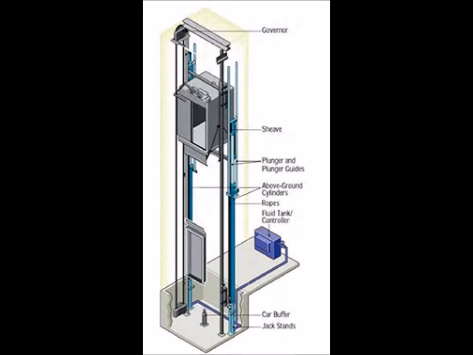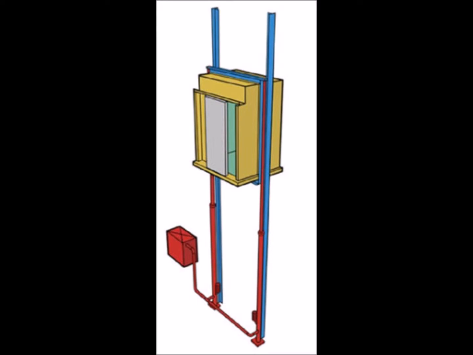Holeless hydraulic, on the other hand, consists of pistons mounted inside the hoistway to raise and lower the cab. This is especially a solution for buildings built in bedrock, a high water table, or unstable soil conditions that make digging the hole required for a conventional hydraulic elevator impractical.